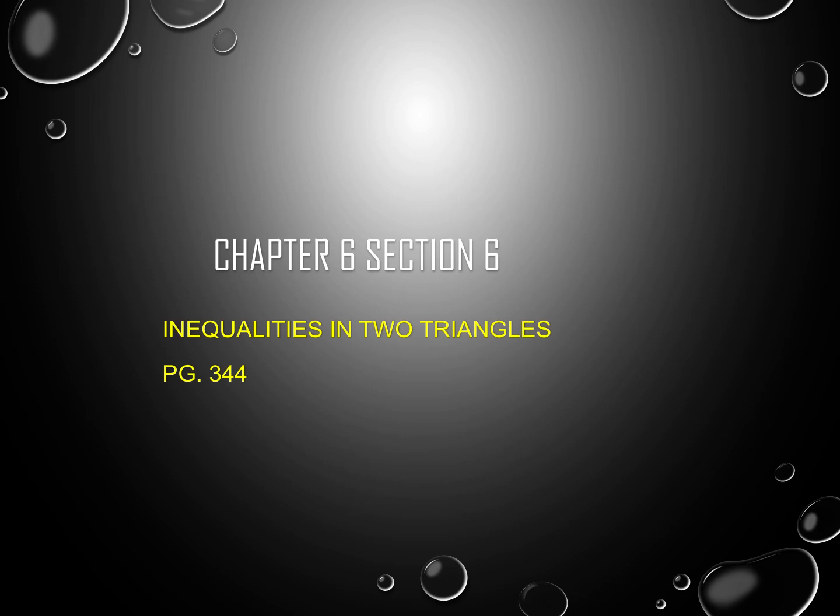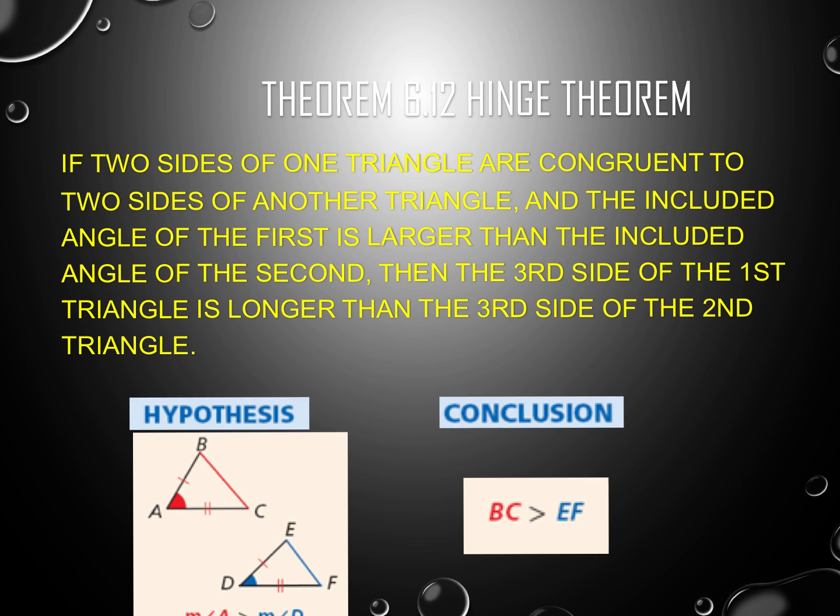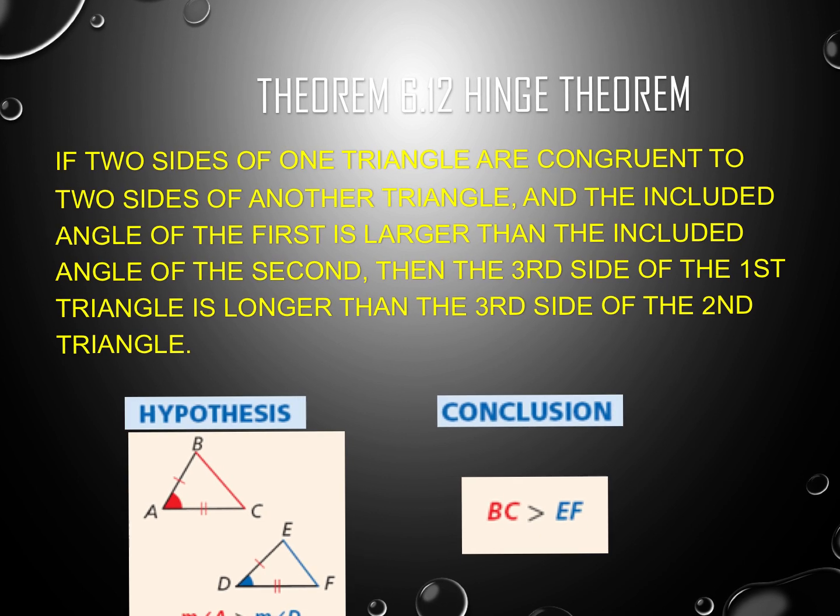Okay, so today we're going to cover Chapter 6, Section 6, and today we're going to see inequalities in two triangles now. So the first one is called the hinge theorem. And the hinge theorem states that if two sides of one triangle are congruent to two sides of another triangle, and the included angle of the first is larger than the included angle of the second, then the third side of the first triangle is longer than the third side of the second triangle.